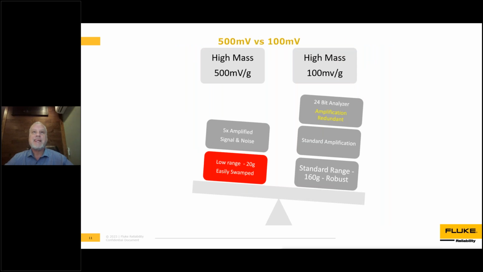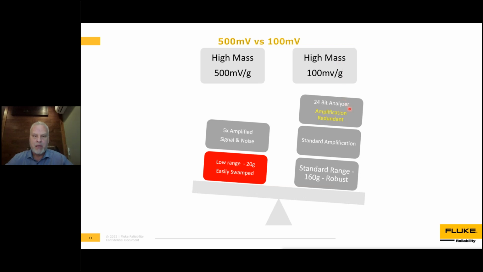And this is kind of my last slide on this. I'm just saying that a 500 millivolt per G does amplify the signal and the noise. It amplifies both. And sometimes you get a gain out of that, but that's really with older analyzers. It gets a very low range, typically around 20 Gs. That is the full range of the sensor, certainly the full linear range of the sensor. We find that going with high mass 100 millivolt per G sensors is advantageous.